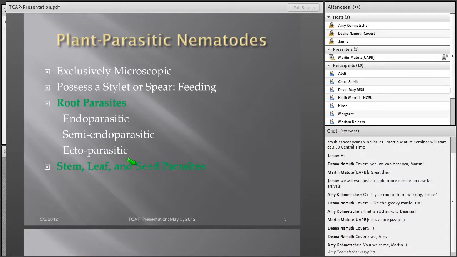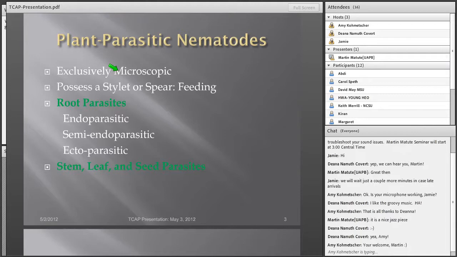Now, plant parasitic nematodes, as I said earlier, are exclusively microscopic. With a trained eye, there are some female forms that can actually be seen. Some nematodes can be seen with the naked eye if your eyes are trained, but you're not able to see any details. So that's why I say they are microscopic. One way to distinguish between a plant parasitic nematode and a non-plant parasitic nematode is that plant parasitic nematodes have a stylet. A stylet is an anatomical structure around their mouth area, shaped like a spear. They use that for feeding. That's what they use in piercing plant material.